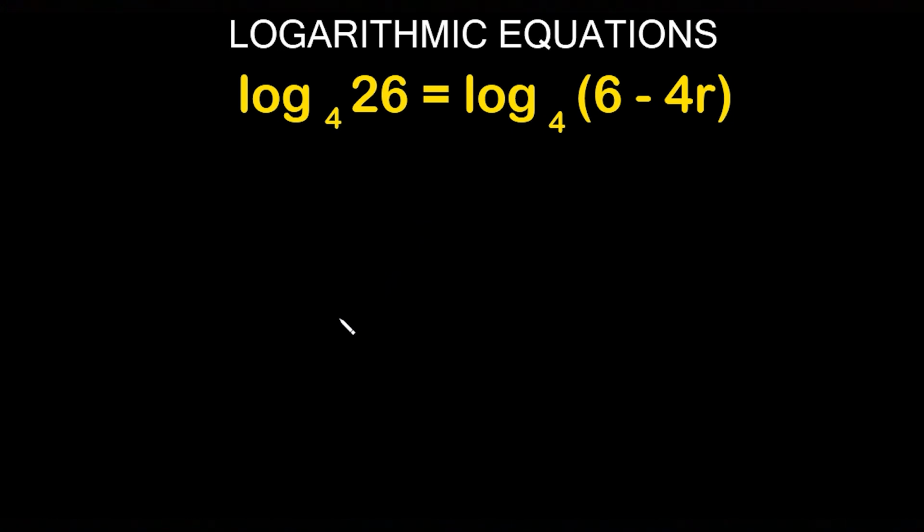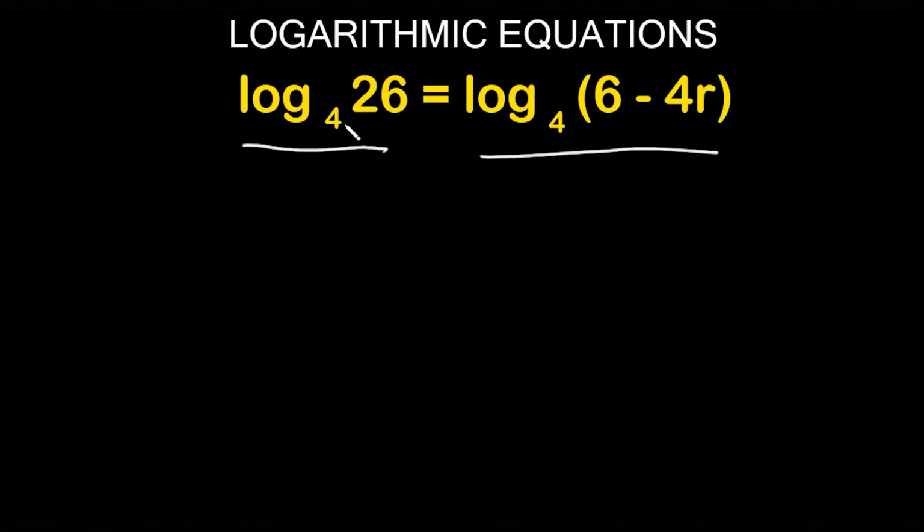So our first example here, you can see that we have log base 4 of 26 equal to log base 4 of 6 minus 4r. Now this one here is going to be very, very simple. Whenever you have an isolated logarithm equal to another isolated logarithm and your base is the same, the logs will essentially cancel out. So for example, I have an isolated logarithm here and I have an isolated logarithm here.